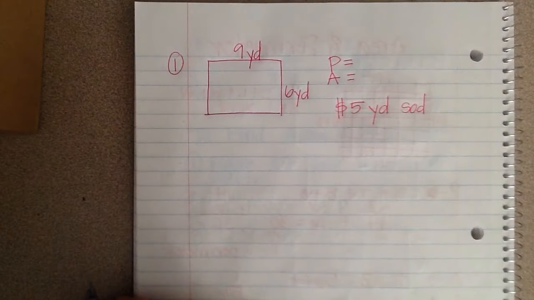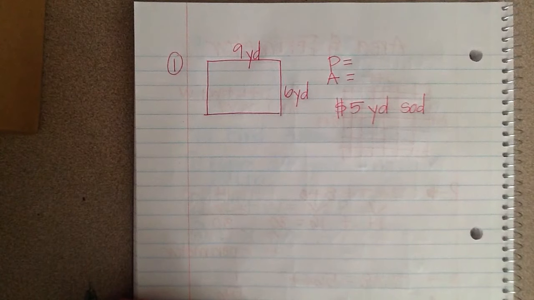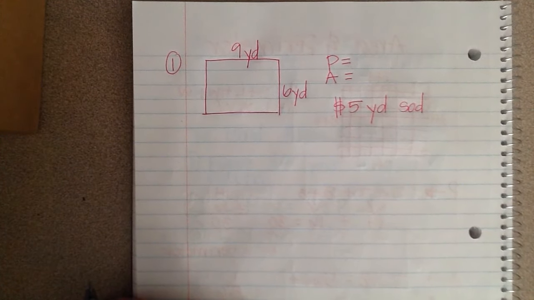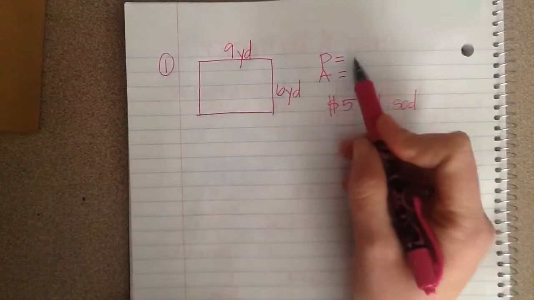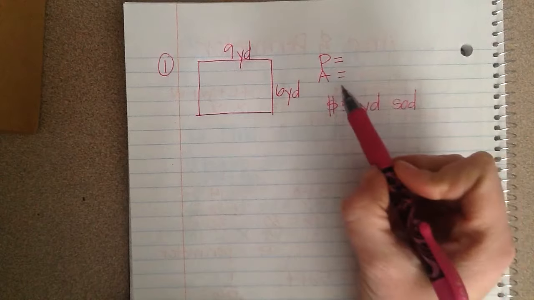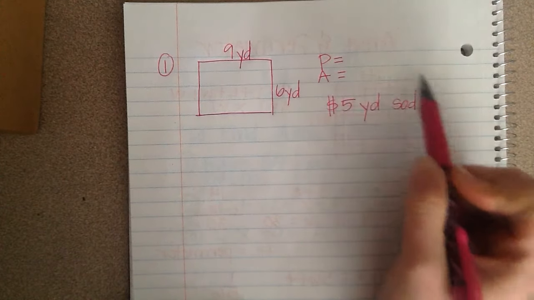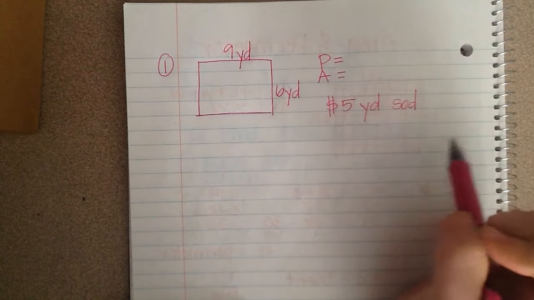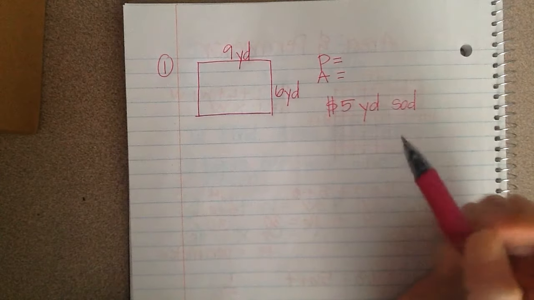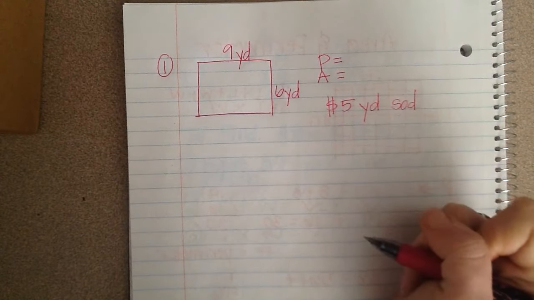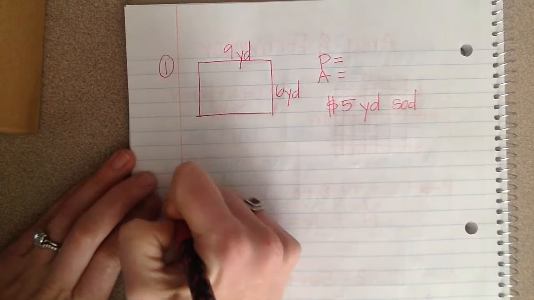Okay, sod is basically grass that is grown somewhere else. They cut it up into squares and they put it down almost like tile in your yard. So that's what sod is. So I want to know the perimeter, I want to know the area, and I want to know how much it would cost me if I wanted to put sod in for $5 a yard.